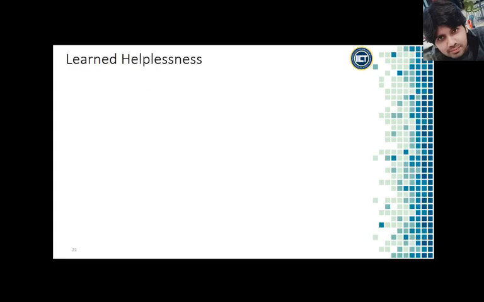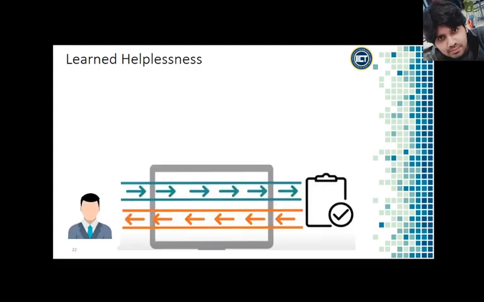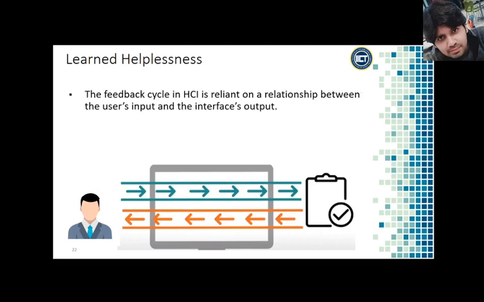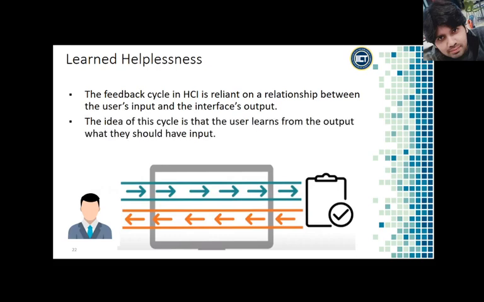Now, another important aspect is learned helplessness. The feedback cycle in HCI is reliant on a relationship between the user's input and the interface's output. The idea of this cycle is that the user learns from the output what they should have input. If they do something that causes an error, they receive feedback on how to avoid that next time. If they do something correctly, then they see that their goal was accomplished. That's the principle of feedback.